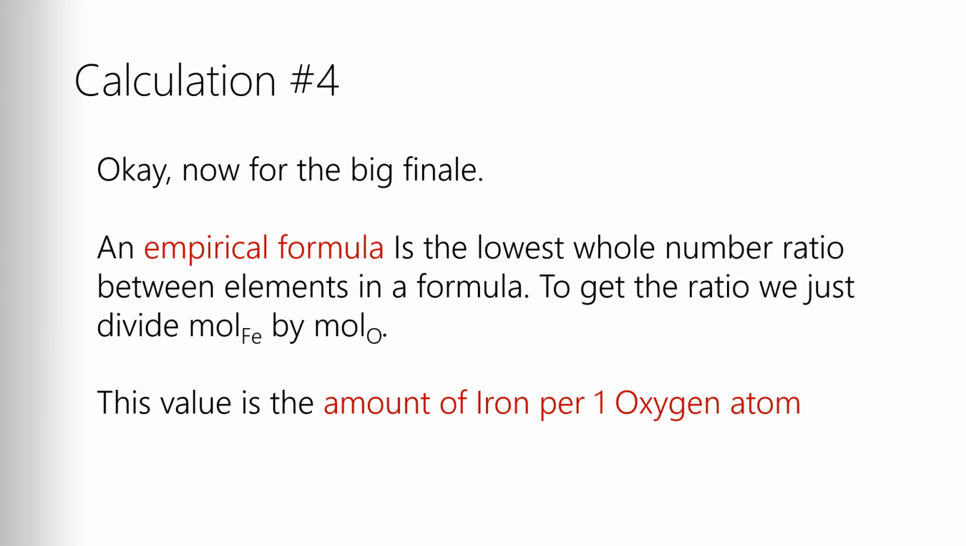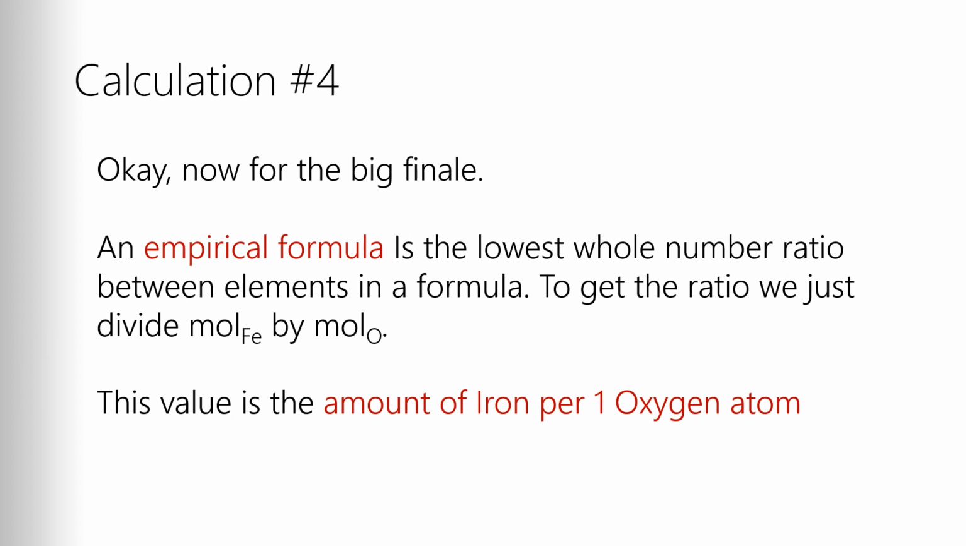All right? So when I take the moles of iron that I calculated in step 1 and the moles of oxygen that I calculated in step 3, and I divide iron by oxygen, the number I get out of that division is the amount of iron, the moles of iron per 1 mole of oxygen, or the number of iron atoms per 1 oxygen atom.